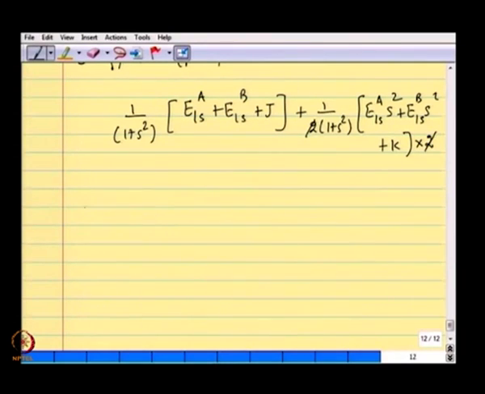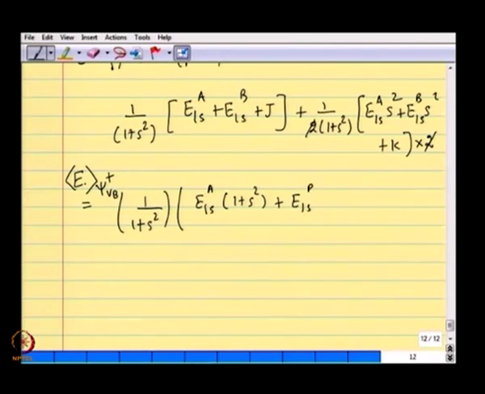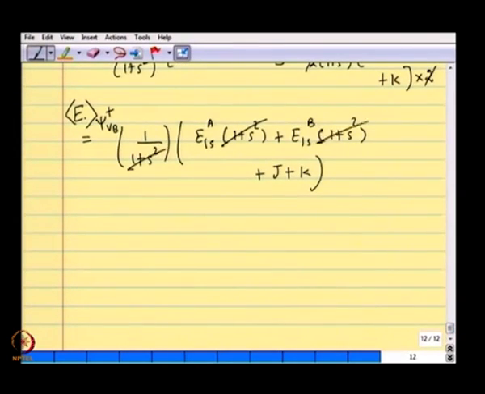Okay. So what is left over is then the total energy, for psi VB plus, is therefore 1 by 1 plus S square times E 1s A into 1 plus S square plus E 1s B into 1 plus S square plus J plus K. And of course, you can cancel this out with that. And so, what is the total energy? The total energy is E 1s twice, because A and B refer to basically the 1s electron hydrogen energy. So, twice E 1s plus J plus K divided by 1 plus S square.